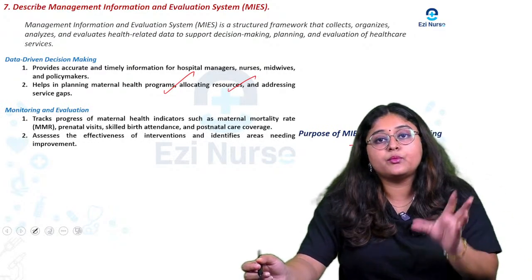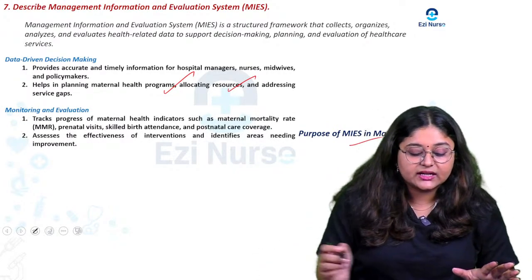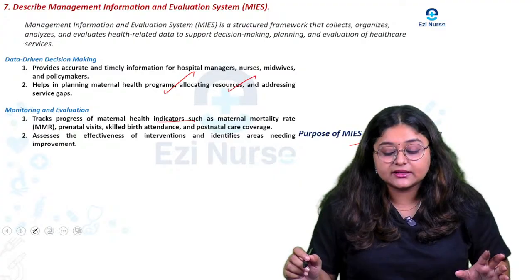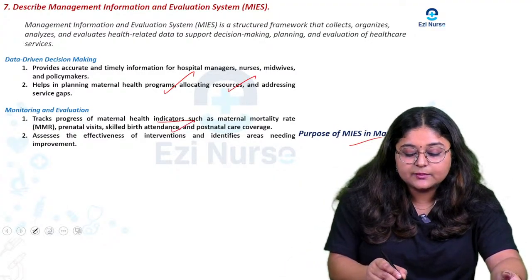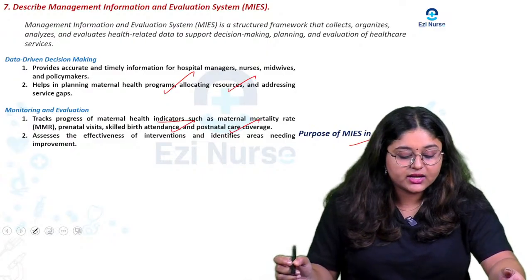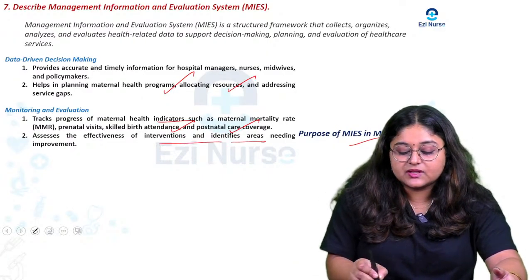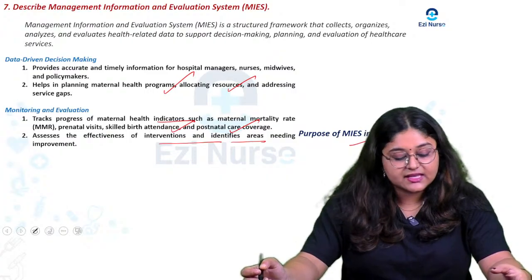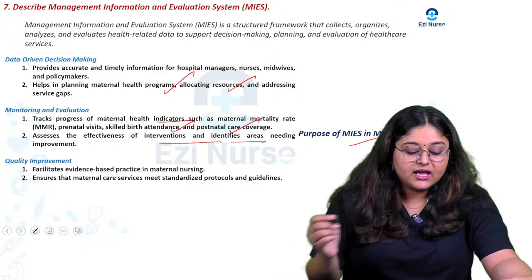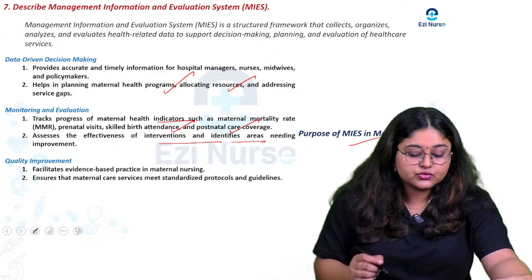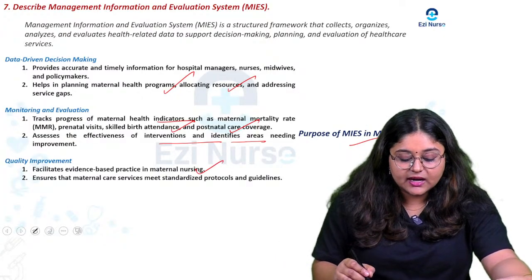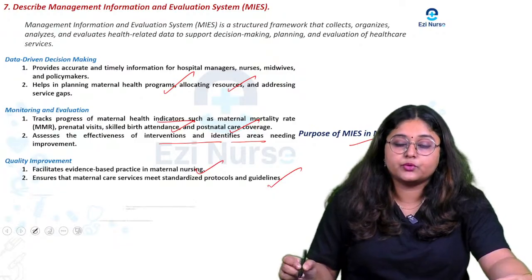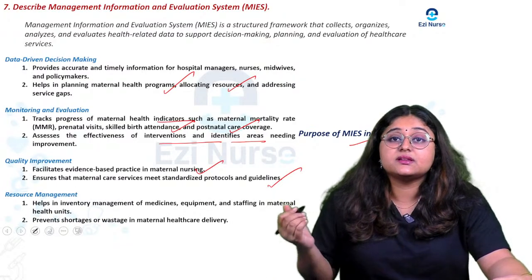Next is monitoring and evaluation. So through this data they can track progress of maternal health indicators such as the maternal mortality rate, prenatal visits, skilled birth attendance and postnatal care coverage, and also they assess the effectiveness of interventions and identify areas needing improvement. Next is quality improvement. So through this they facilitate evidence-based practice in maternal nursing and ensure that maternal care services meet standardized protocols and guidelines. Next is resource management.